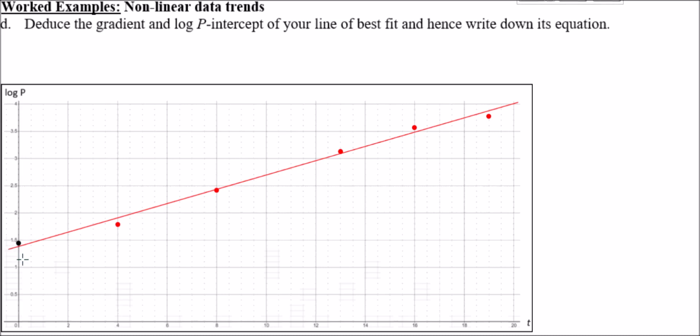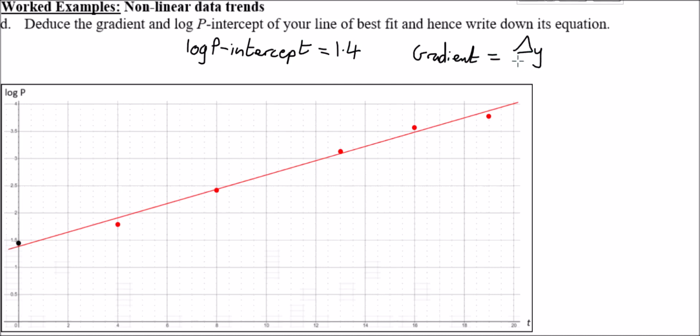So we can see here, on mine at least, yours might be slightly different, and that's fine, as I've said. My log p-intercept, looking at mine, seems to be about 1.4. And now I can work out the gradient too of mine by working out the change in y over the change in x between two different points on this curve. Well, not curve, straight line really.